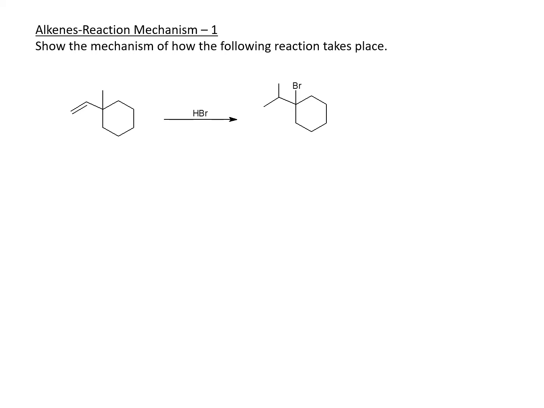Show the mechanism of how the following reaction takes place. Sure. Okay, so let's do that. Here we have an alkene and we are adding HBr to it. Okay, so let's get started with this.